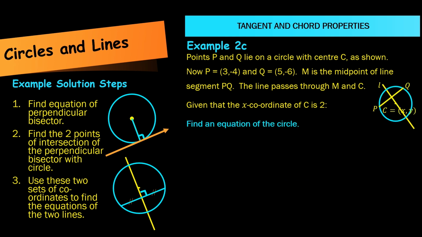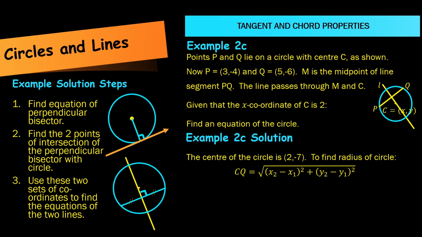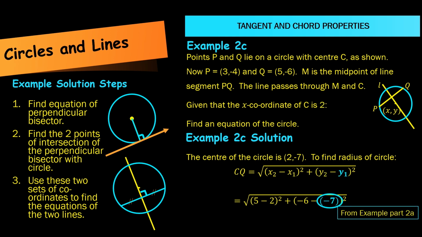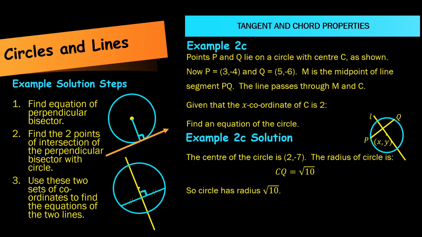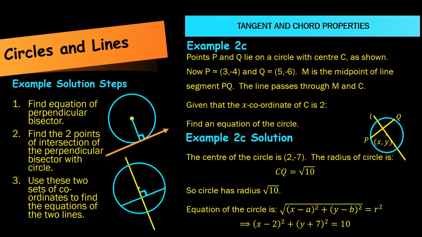And now let's have a go at part C. We're required to find an equation of the circle. Now the centre of the circle is (2, -7) from the previous part. So to find the radius of the circle, CQ, we can input these values into the formula as shown. And then tidying up gives us that this is equal to the square root of 3² + 1², which is equal to root 10. So the circle has radius root 10. So using the equation of the circle formula, we can input these values as shown.